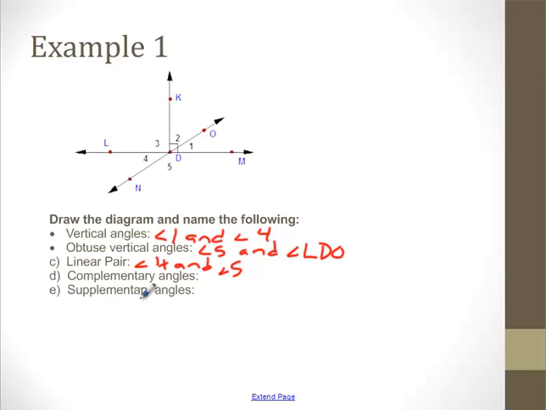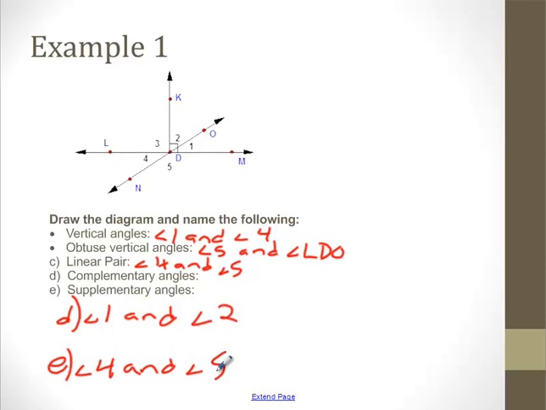Complementary angles. They've got to add up to 180, or I'm sorry, complementary angles add up to 90 degrees. 90 degrees, here's a right angle. So angles 1 and 2. And last one, supplementary angles. Remember, linear pairs are supplementary. So you can use your answer from number 3, or from letter C, to answer for letter E. Angle 4 and angle 5 make up a straight line, which means they make up 180 degrees.